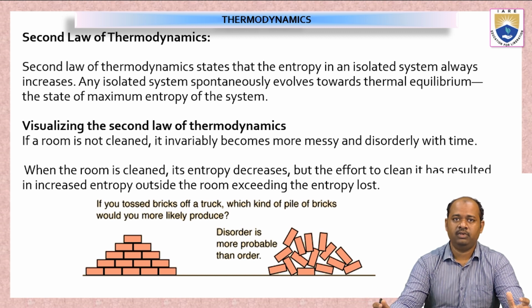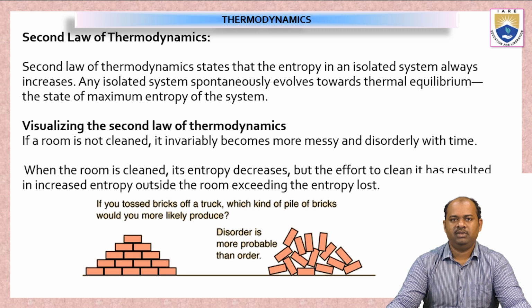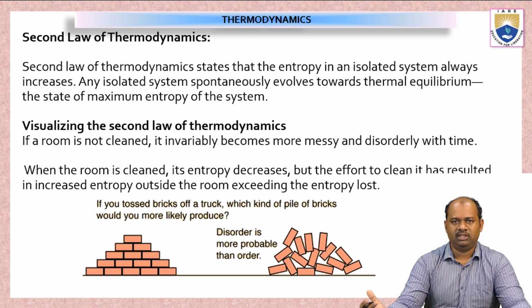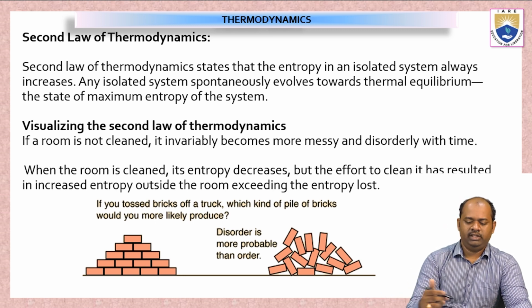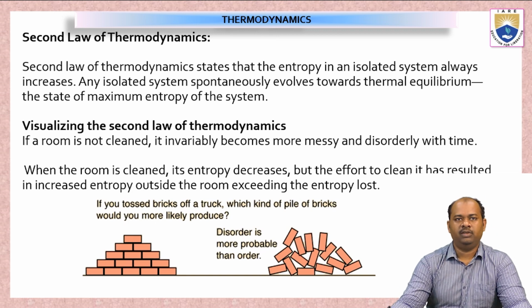First of all, we should remember what entropy is. Entropy is nothing but the degree of disorderness, how randomly the molecules in a system are arranged. Now, if I take an isolated system, the degree of disorderness will always increase. This is the basic definition given by the second law of thermodynamics. When we study entropy, we look at the random arrangement of molecules in the system. Now, we'll see a visualization of the second law of thermodynamics.